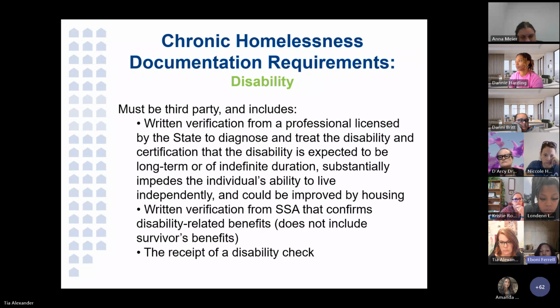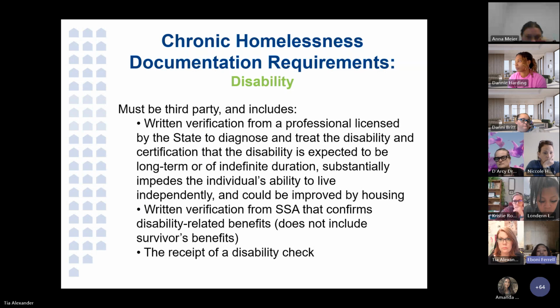Another acceptable form of documentation is a Social Security letter that confirms that the person's disability-related benefits. There must be something on the letter that indicates that these benefits are SSI or SSDI, since the Social Security Administration also deals with survivors' benefits and other benefits that would not be proof of a disability. And then another form of acceptable documentation would be a receipt of a disability check, and that is acceptable as a form of disability documentation.